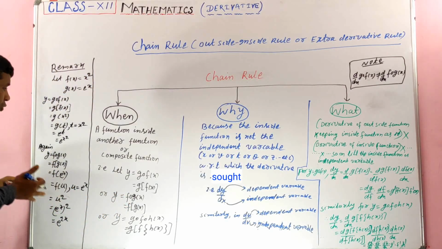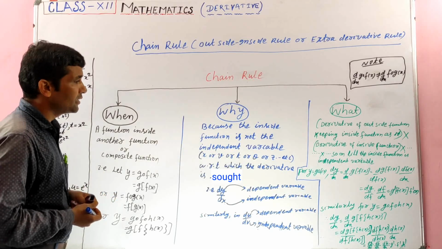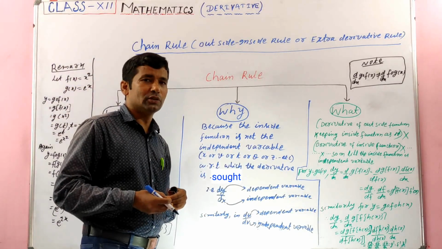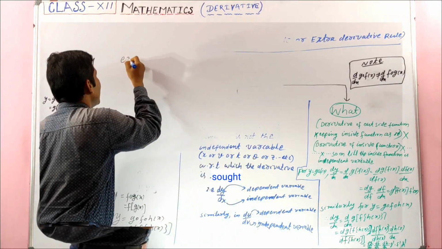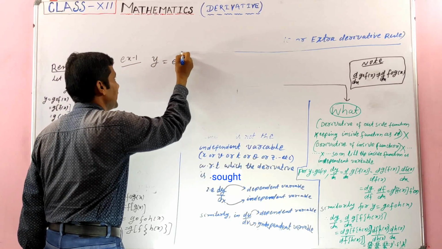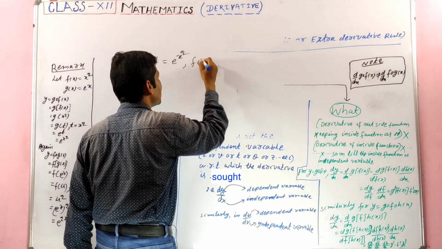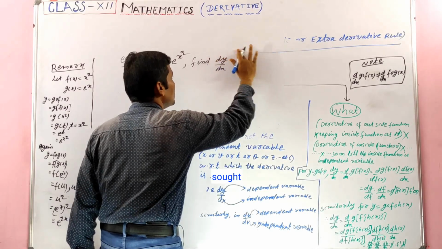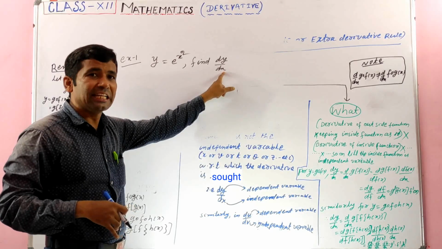Now we will see how the derivative is determined using the chain rule. Now I will take a few examples. You will see clearly how the chain rule is applied. Example 1: suppose y equals e to the power x squared. Find dy by dx. So our independent variable is what? Our independent variable is x.